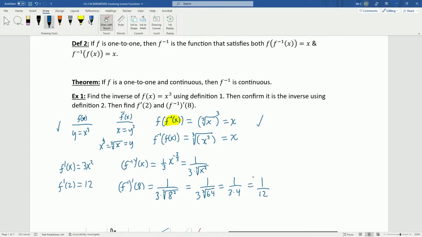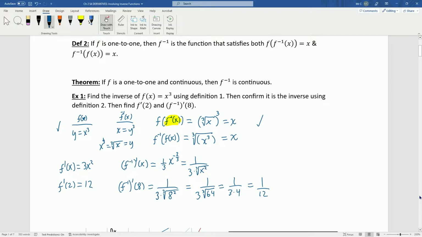So what do we see here? When we took the inverse derivative at 8, the output of the original function, to the corresponding input, the derivative we got was the reciprocal of that corresponding derivative for the original function. So that should be very, very interesting.